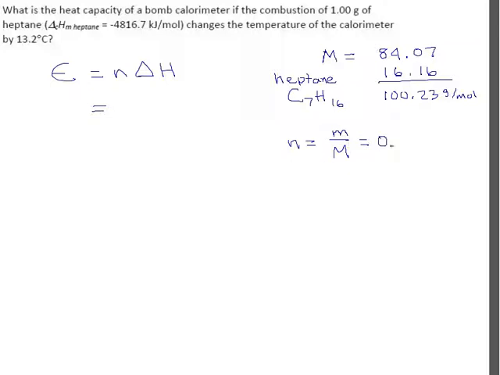is 0.009977053. We'll carry way too many digits for now just to make sure we don't get any rounding errors. So there's our number of moles. That's n. Goes right there. 0.009977053. And the delta H is given. It's 4816.7 kilojoules per mole.